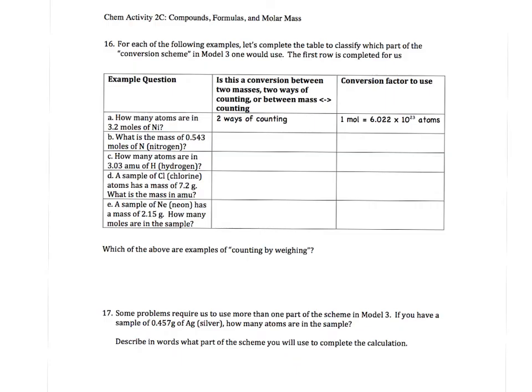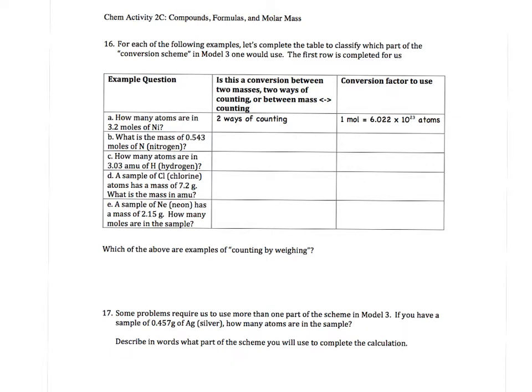All right, so this table in question 16 is just going to get us to think a little bit about how do we use these ideas without actually doing the calculation yet. So let's look at the first one, which is already done for us, but I think it will help us to talk through it. If we had a question and we said, how many atoms are in 3.2 moles of nickel? This is a conversion between two ways of counting, because counting atoms and counting moles is still counting how many things are there. And the conversion factor we would use is to go from moles to atoms. And this is not written like a fraction, but it's written as the equality that we could turn into a conversion factor.